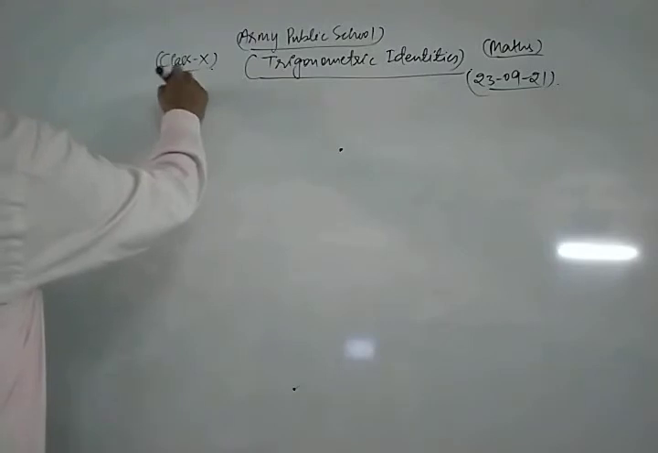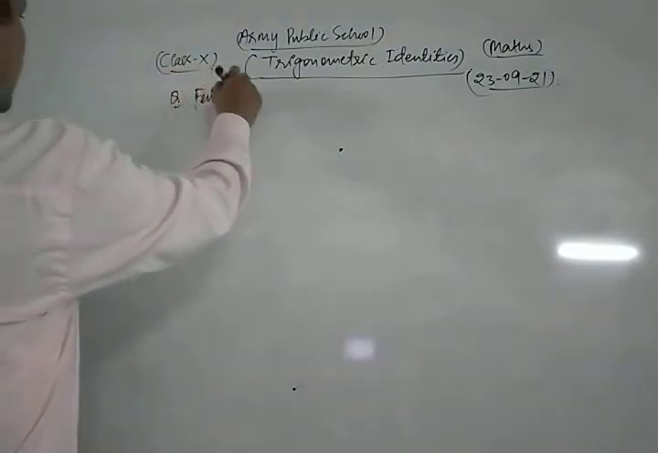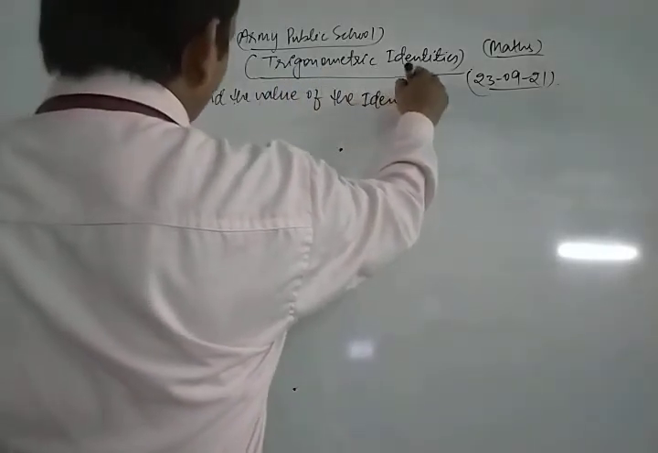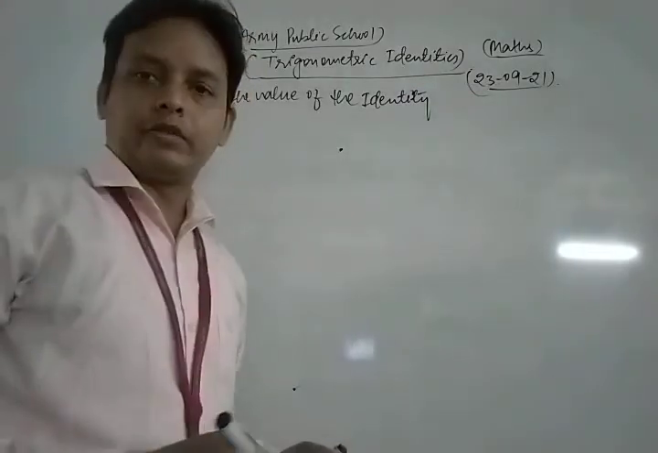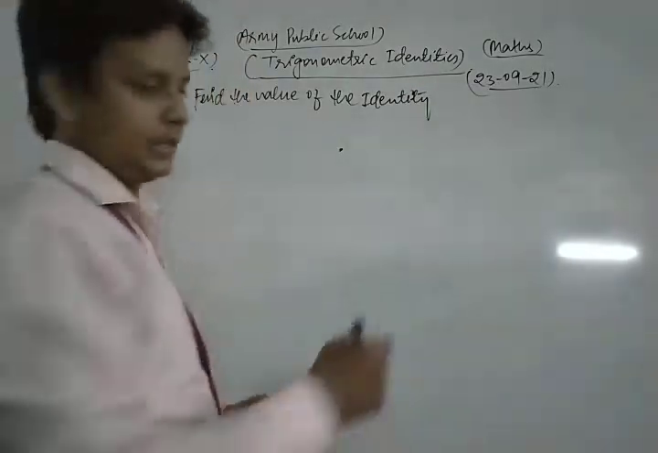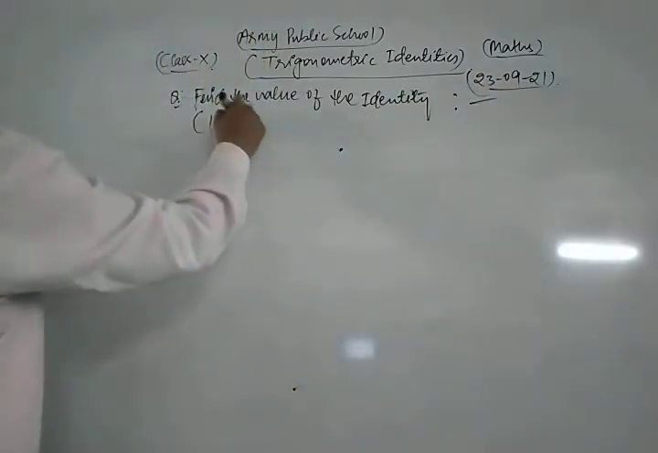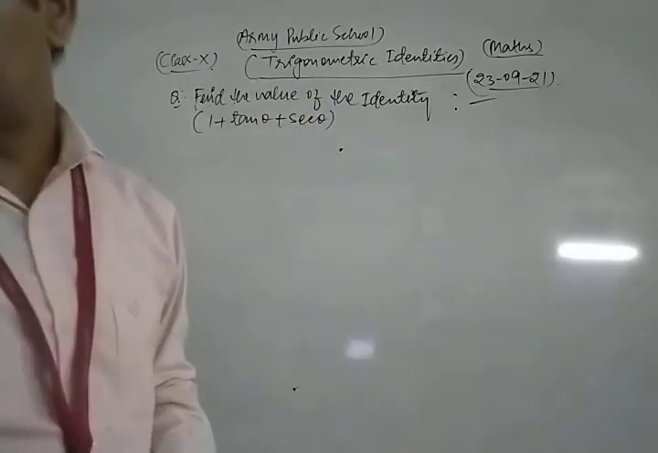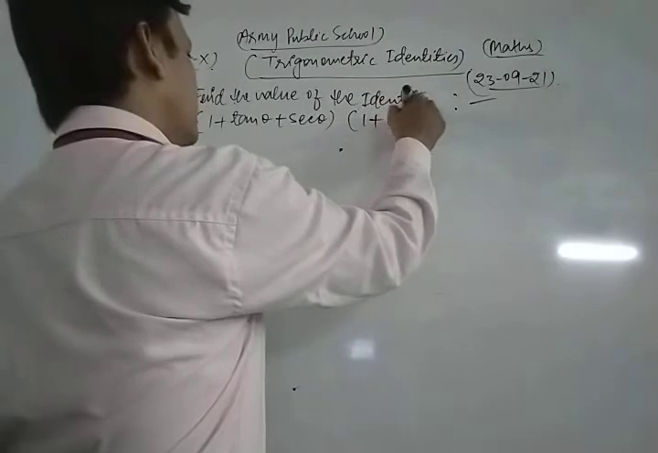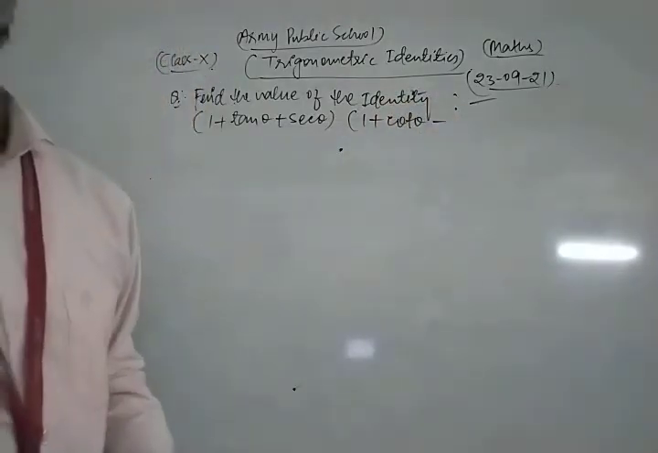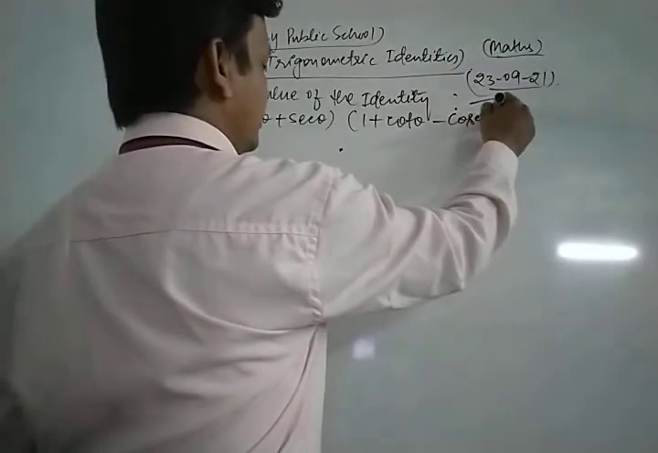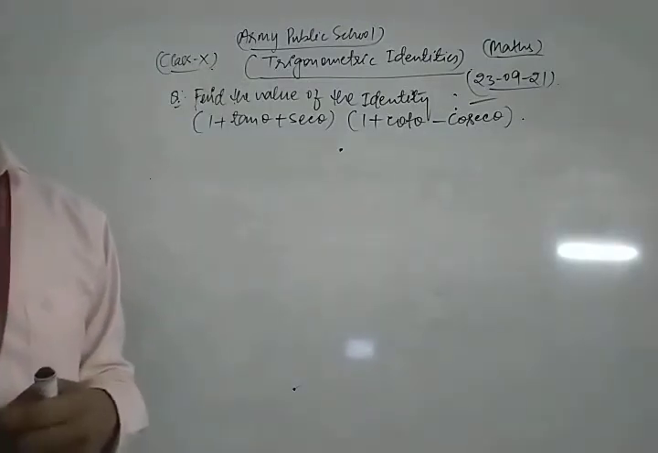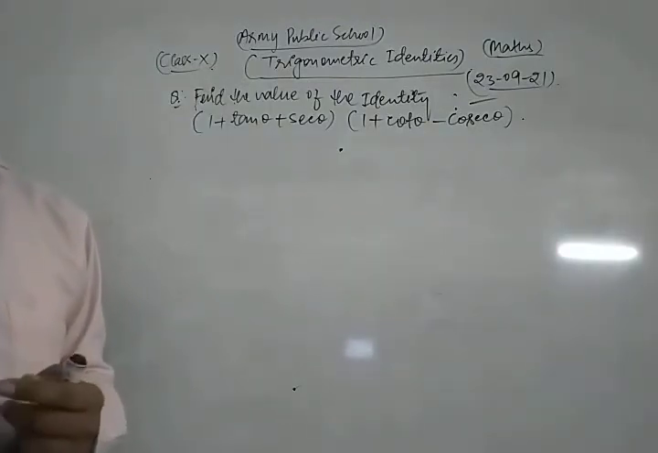Look, the question is: find the value of the identity (1 plus tan theta plus sec theta) into (1 plus cot theta minus cosec theta). Okay, so this is a very important question related to your syllabus. So now look, what is the process to solve this type of question.